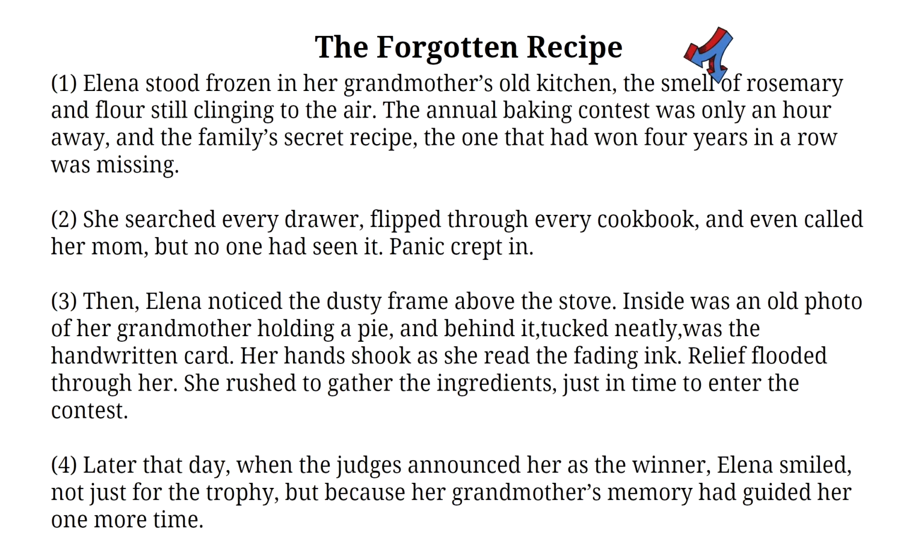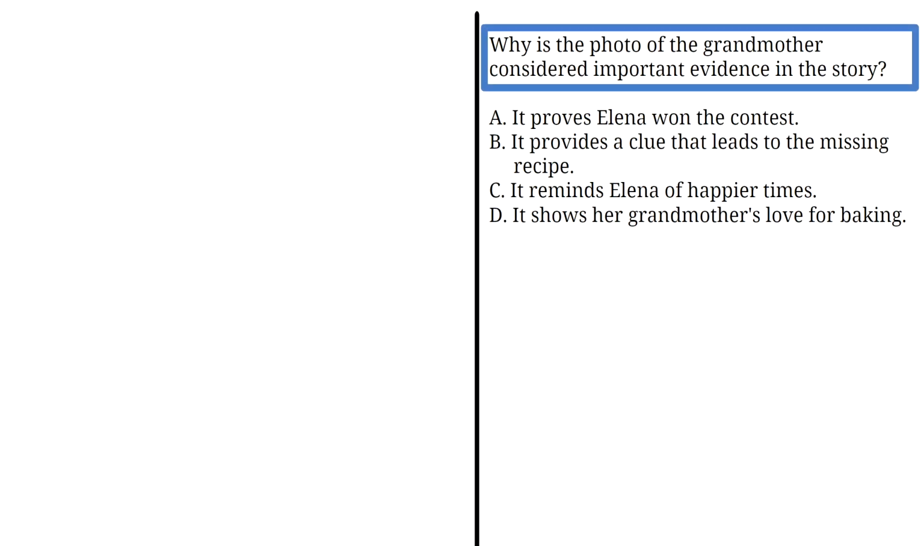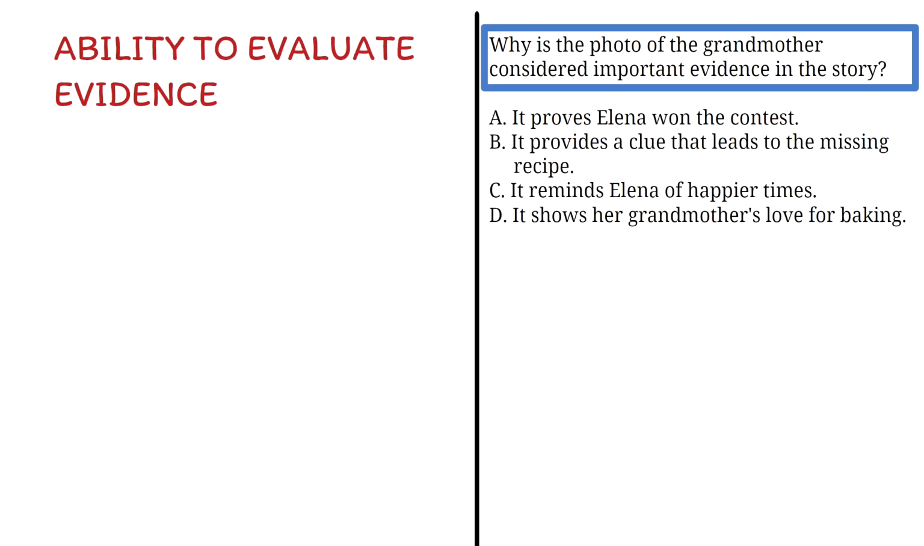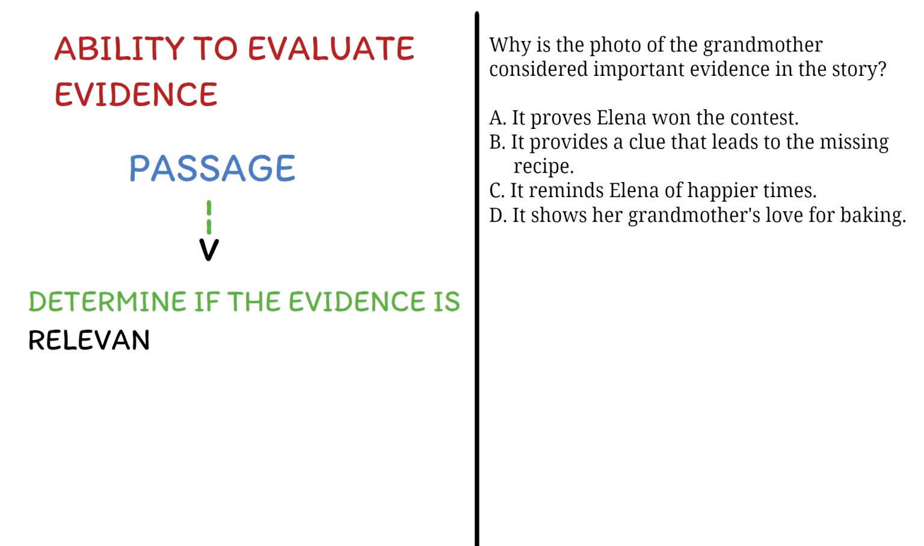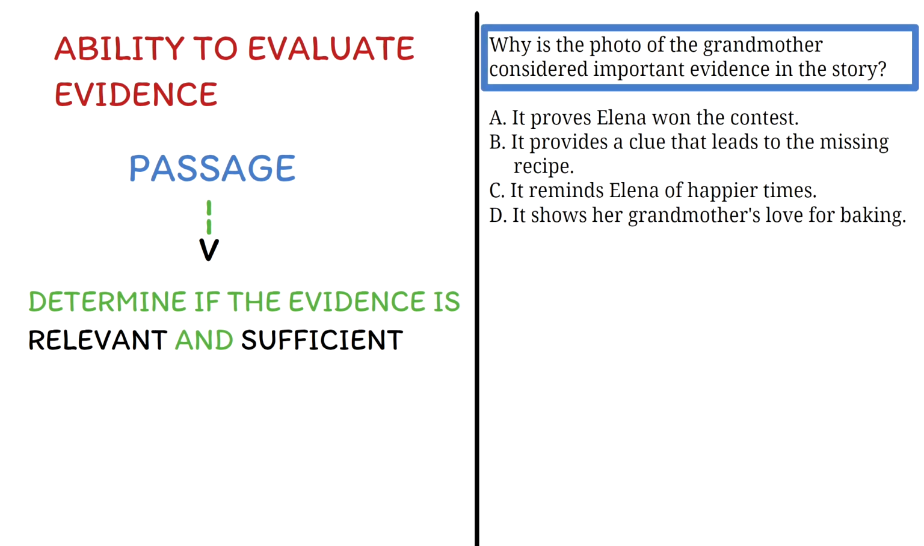Read the passage titled, "The Forgotten Recipe," and answer the following question. Why is the photo of the grandmother considered important evidence in the story? This question tests your ability to evaluate evidence, a key skill to pass the GED Reasoning Through Language Arts test. Here, you'll be presented with a passage and be asked to determine if the evidence given is relevant and sufficient. Now, let's take a look at the question.